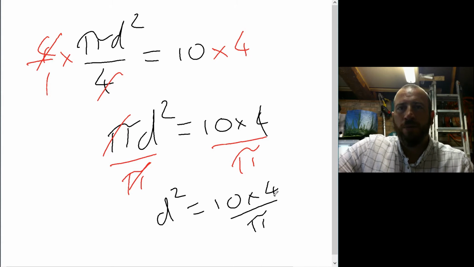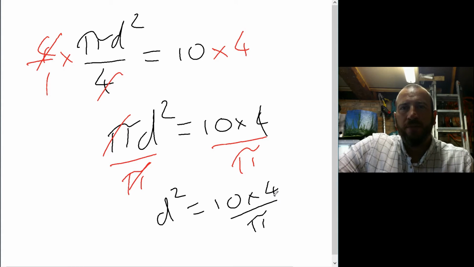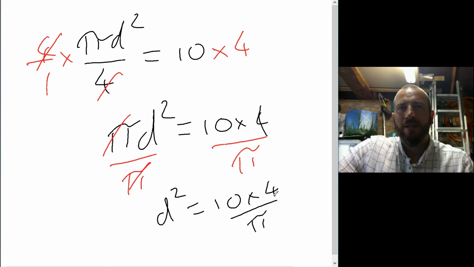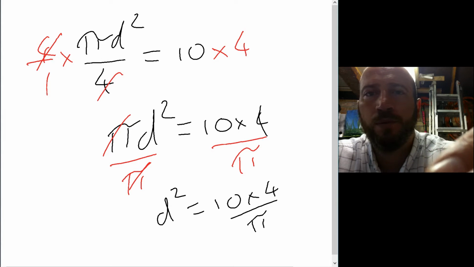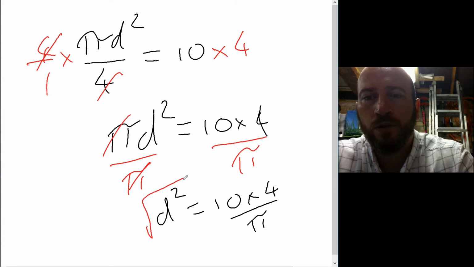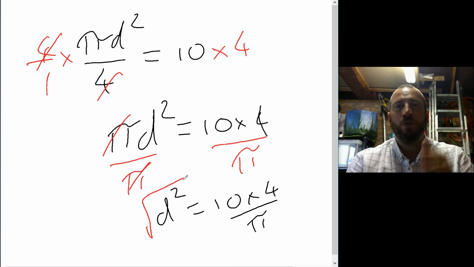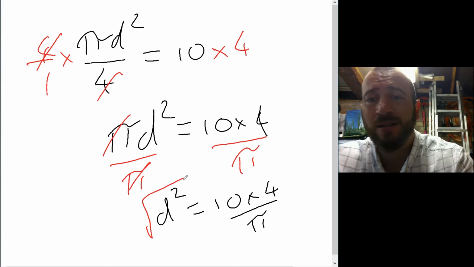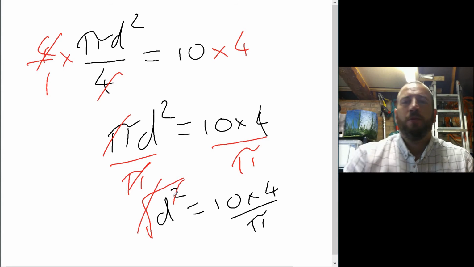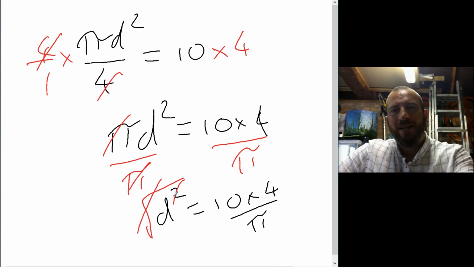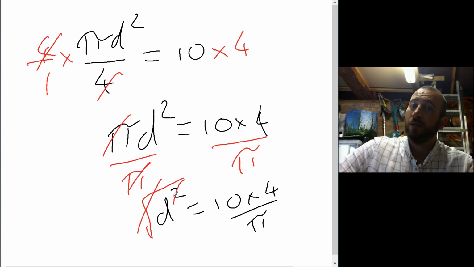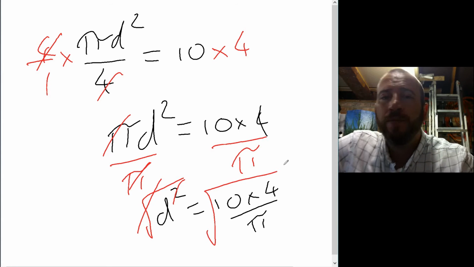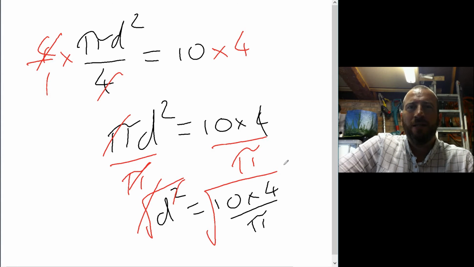Now here's a little bit more complicated bit. D squared. To cancel off squared, you need to take the square root. The square root of d squared is the same as the square root of 2 squared. 2 squared is 4, the square root of 4 is 2. So we're cancelling the squared and we're left with d on its own, but we've square rooted the left-hand side, so we must do the same to the other side. And there we have it. D is equal to the square root of 10 times 4 over pi.